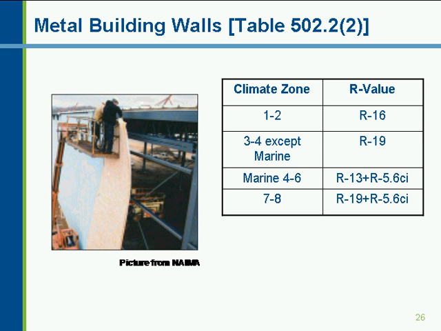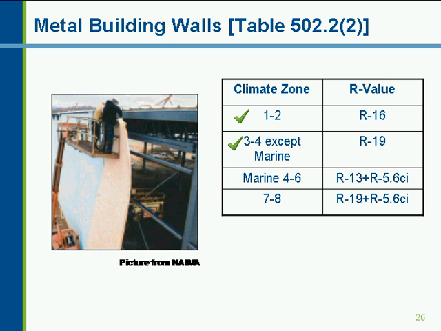For metal building walls, we've already hit on this a little bit, but I wanted to bring it up again. Just so you can see the requirements in here, Climate Zone 1 and 2 are R16, Climate Zone 3 and 4, except Marine, are R19, and then the colder climate zones will require insulation installed between the framing members and also continuous insulation on the outside.